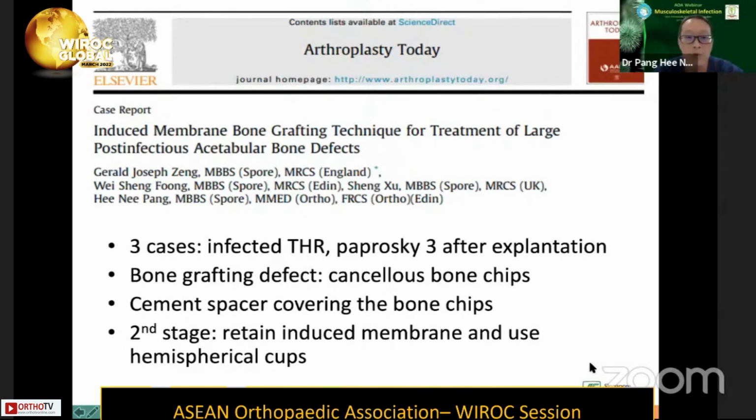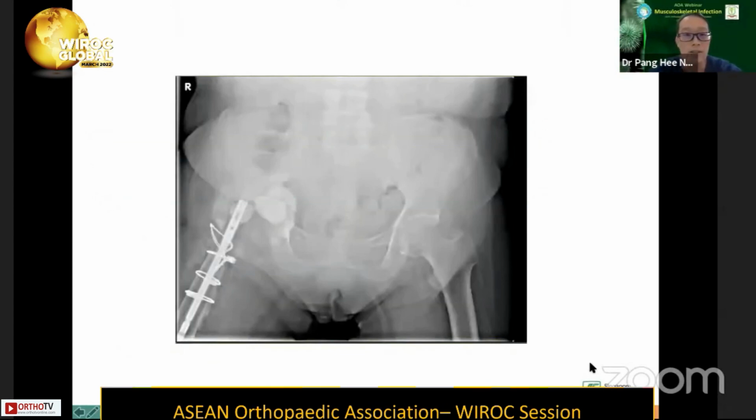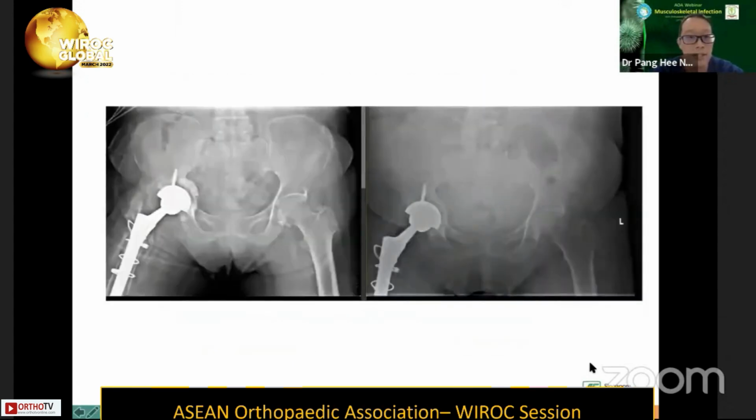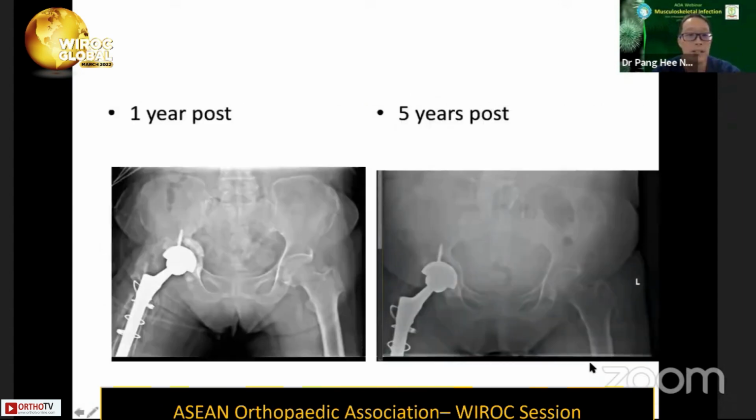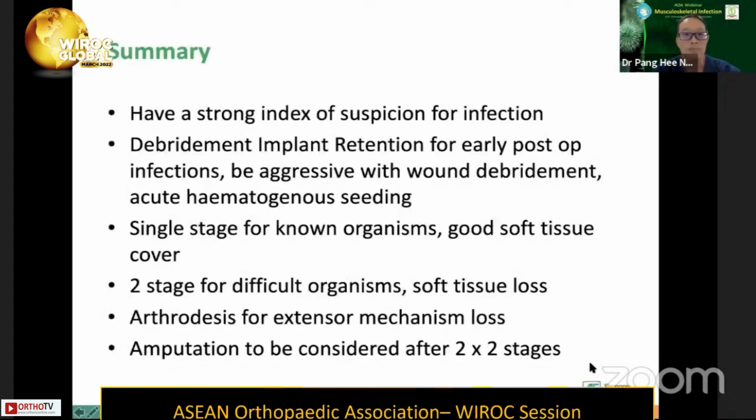During the second stage, we retained the induced membrane over the bone chips and used a hemispherical cup without the need for augments or cages. So this is an example of how it's done. We put some bone graft in the protrusio with a cement spacer, and after that, we put in a hemispherical cup without any augments or cages. And 5 years post-op, you can see the remodeling in this case. This is 1 year and 5 years post-op.